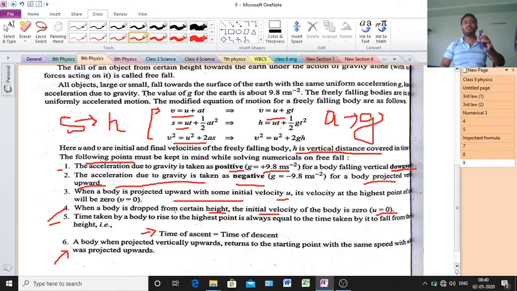Similarly, in the fourth point, when a body is dropped from a certain height, clear, the initial velocity of the body will be 0. Suppose I am dropping a body from here, then initially the velocity is 0, after that there is some velocity, clear?